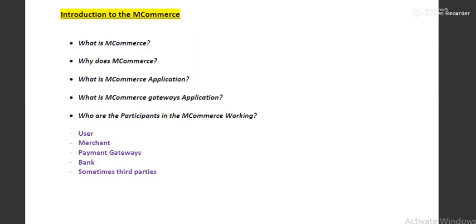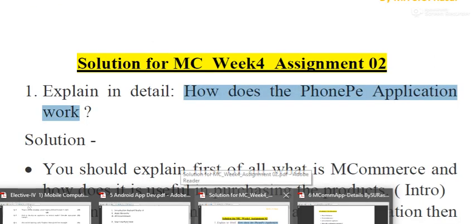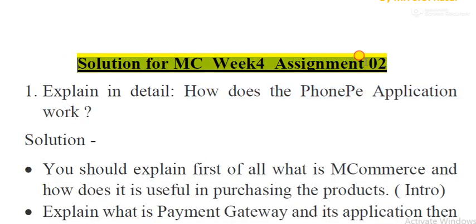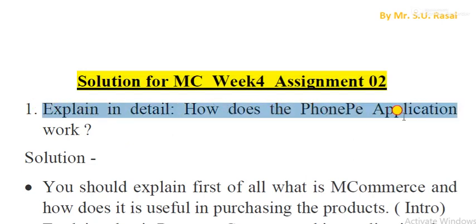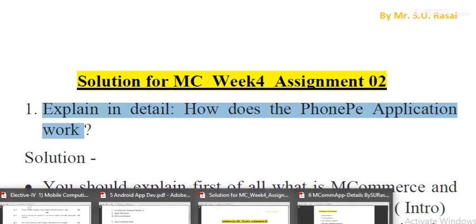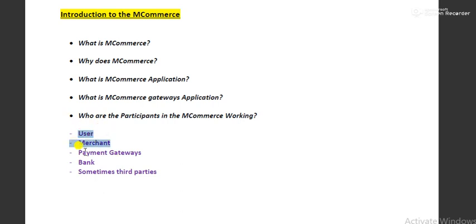So I hope you have gone through this solution. Again, try to go through the solution uploaded for MC week for assignment 2, in which the first question was to explain in detail how the PhonePe application works. What is expected is understanding the participants available in m-commerce, which are just user, merchant, payment gateways, bank, and some third parties also. So the user is a normal user like us. If we are using any m-commerce based application, it might be Flipkart, it might be PhonePe, any application related to m-commerce, we are acting as a user.